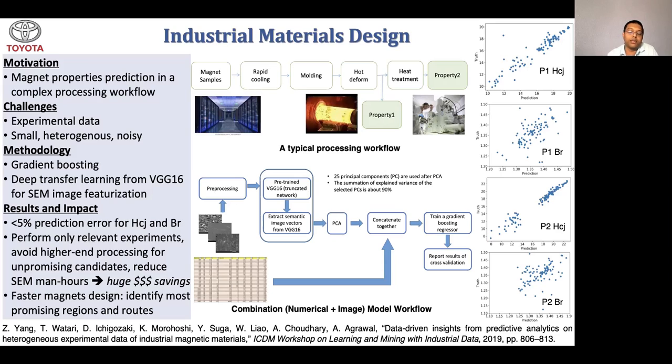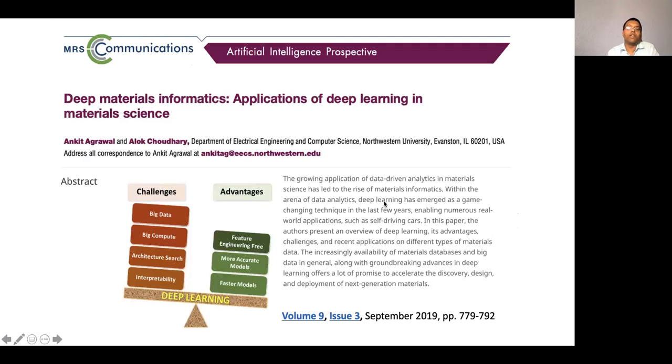And in turn, that can also translate into faster magnet design. We can find the materials with the desired properties faster, as well as process optimization. We can find the best processing routes to get to the target material. I give more details in this ICDM workshop paper if you're interested. Many of these examples and a lot more, both from our group and elsewhere, are discussed in this perspective article in the Informatics Communications AI Special Issue. So please take a look if you are interested.